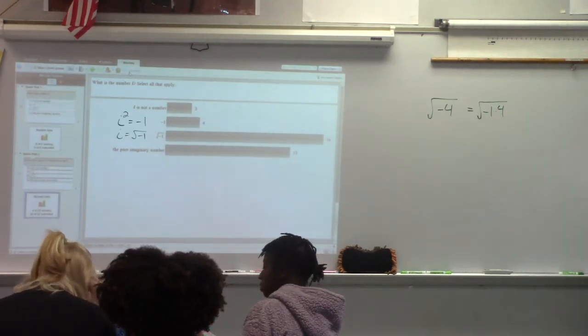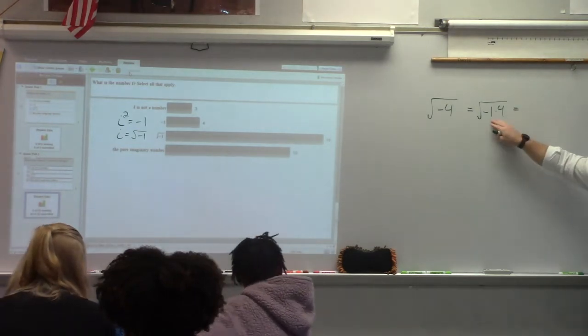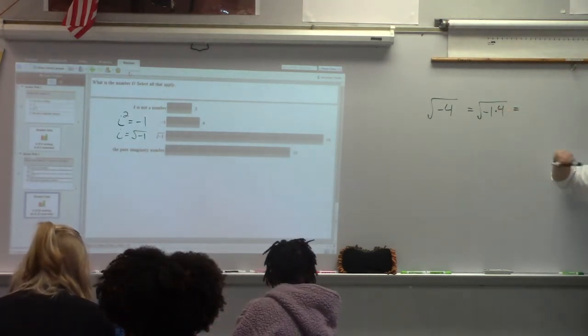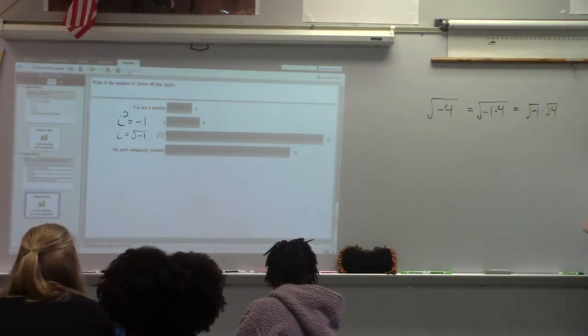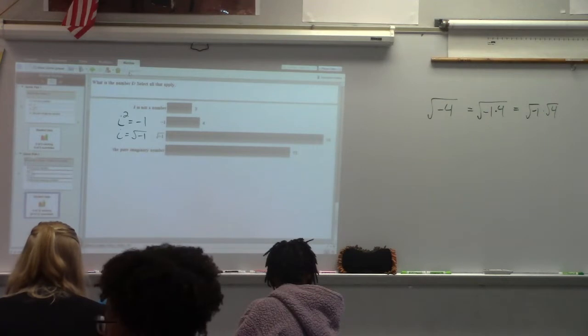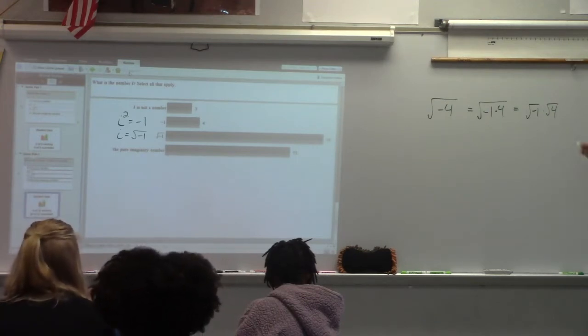And so square roots or radicals have a property that you can split up that radical. Notice how we're multiplying. So this would just be the square root of negative 1 times the square root of 4. That's it. Now I can simplify it. What is the square root of 4? 2. And what's the square root of negative 1?